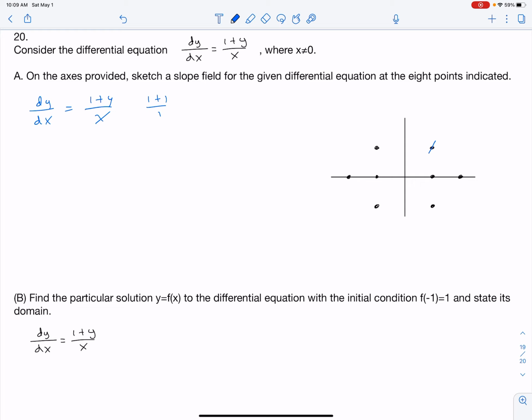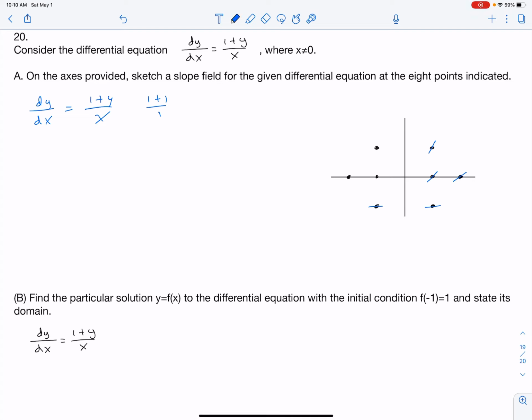Let's see what we got here. When y equals -1, the slope is 0. x can't be equal to 0 because there's clearly a vertical asymptote there. When x is 1 and y is 0, it's 1. Sorry, let's try that again. When x is 2, one more time. Sorry, I'm looking at this point. So when x is 2, y is still 0, so that's 1/2, so it's slightly less.